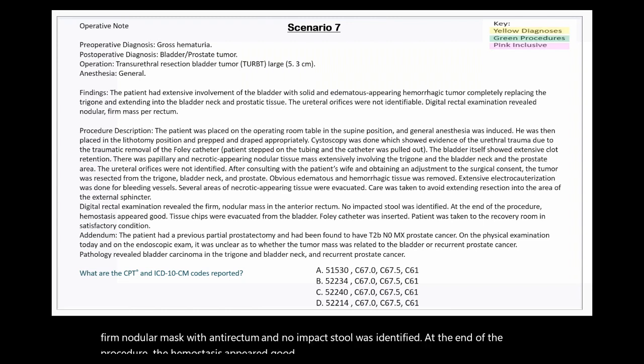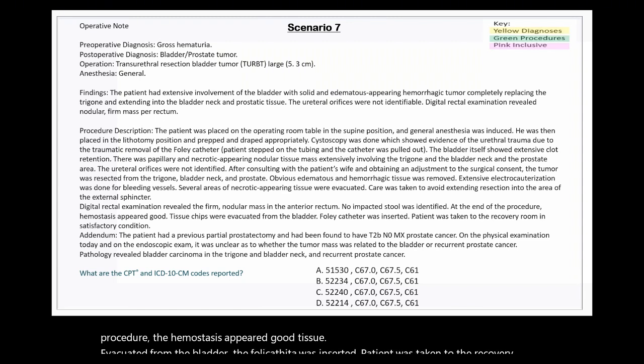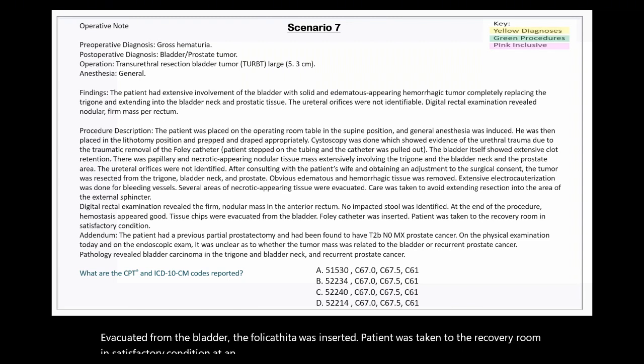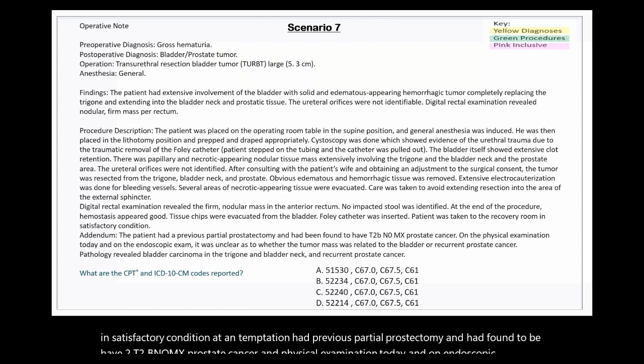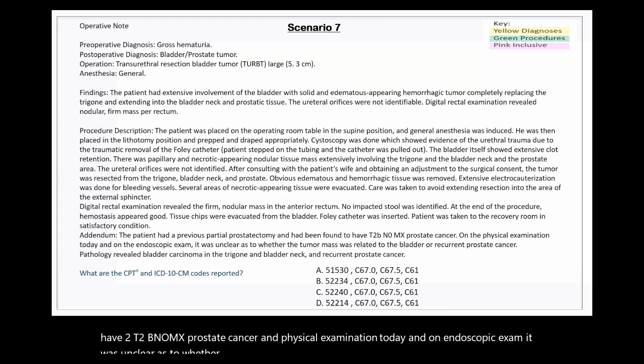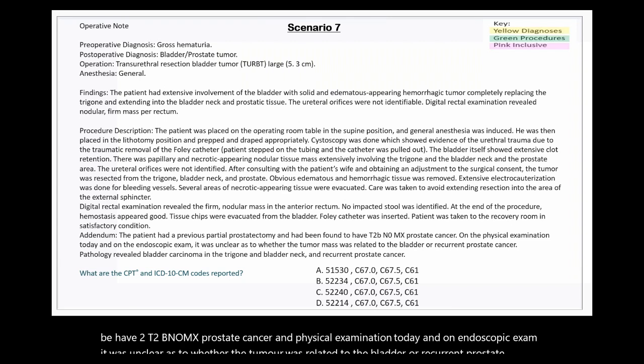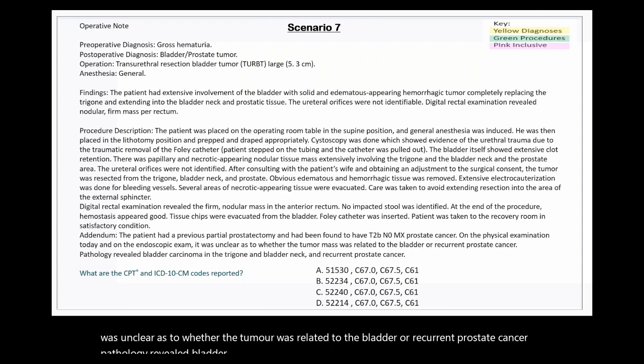Tissue chips were evacuated from the bladder. The Foley catheter was inserted. Patient was taken to the recovery room in satisfactory condition. Attendant patient had previous partial prostatectomy and was found to have T2B N0MX prostate cancer. On physical examination today and on endoscopic exam, it was unclear as to whether the tumor was related to the bladder or recurrent prostate cancer. Pathology revealed bladder carcinoma in trigone and bladder neck and recurrent prostate cancer.